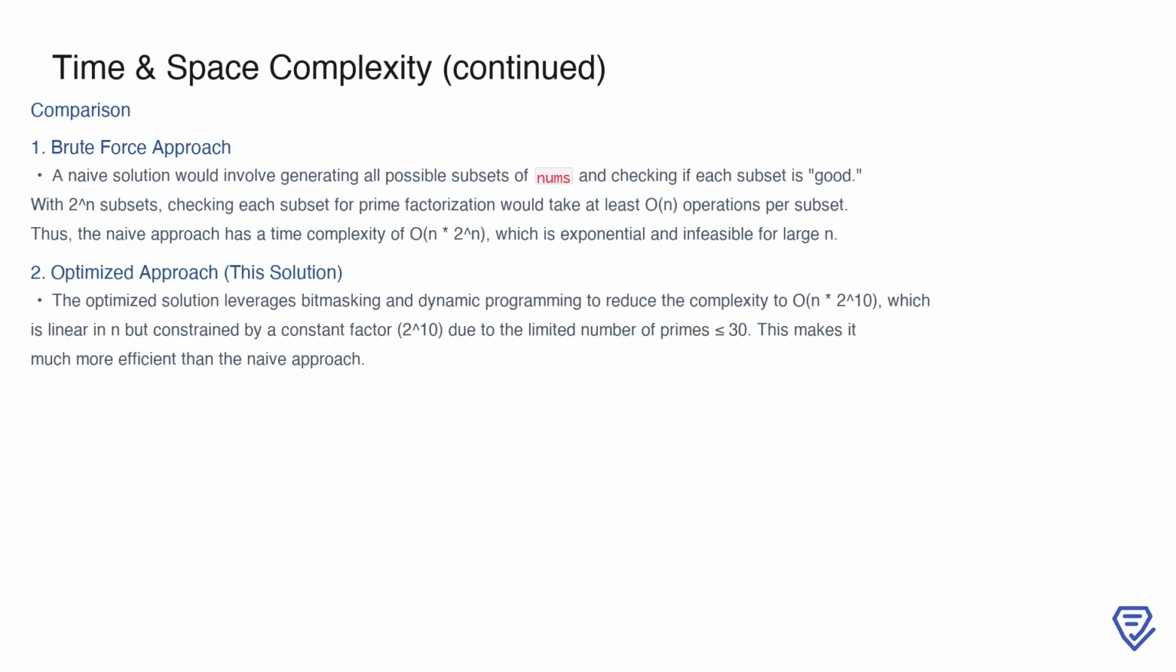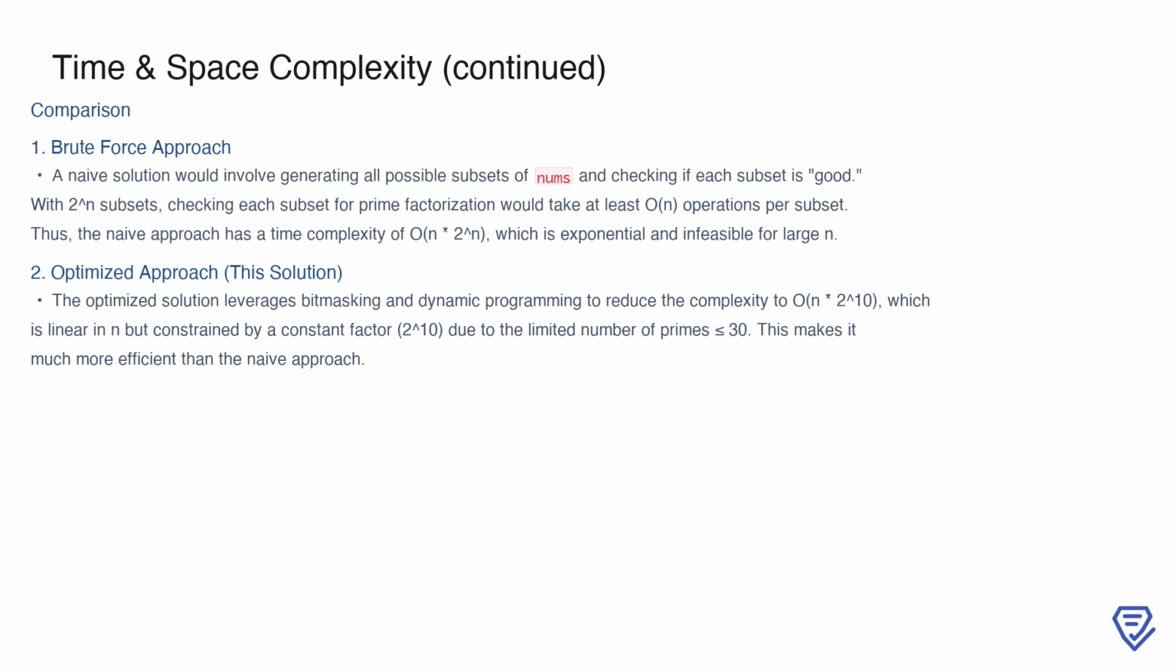To better appreciate the efficiency of the optimized approach, let's compare it with a brute force solution. A naive method would involve generating all possible subsets of nums and checking each subset to see if it satisfies the good subset condition. Since there are 2^n subsets, and checking each subset for prime factorization would take at least n operations, the brute force approach would have a time complexity of n * 2^n. This is exponential and impractical for large values of n.